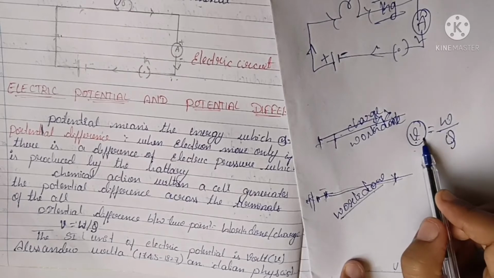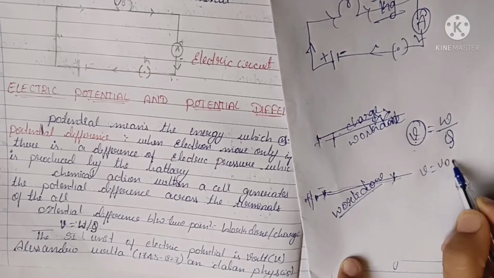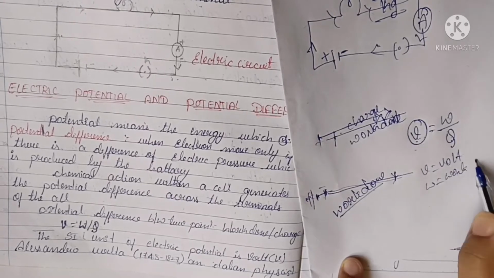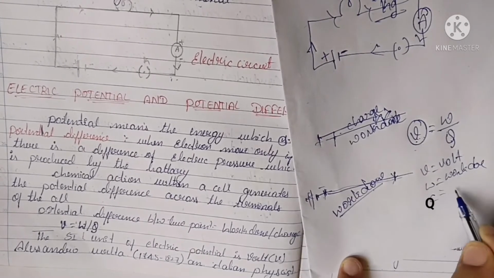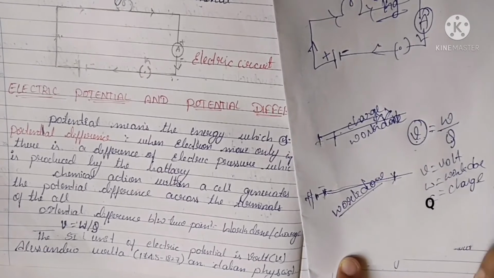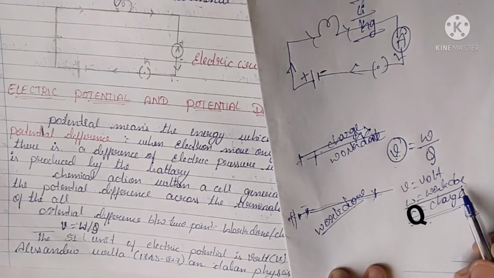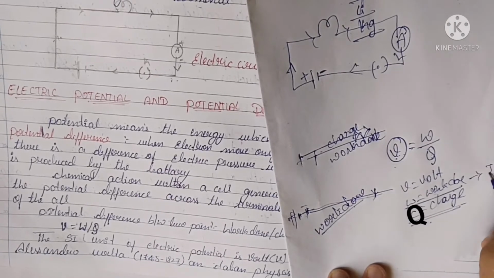What do you mean by V here? V is equal to volt, W is equal to work done, Q is equal to charge. Okay, about charge we already learned. Then what is the SI unit of work done here? The SI unit of work done is joule.